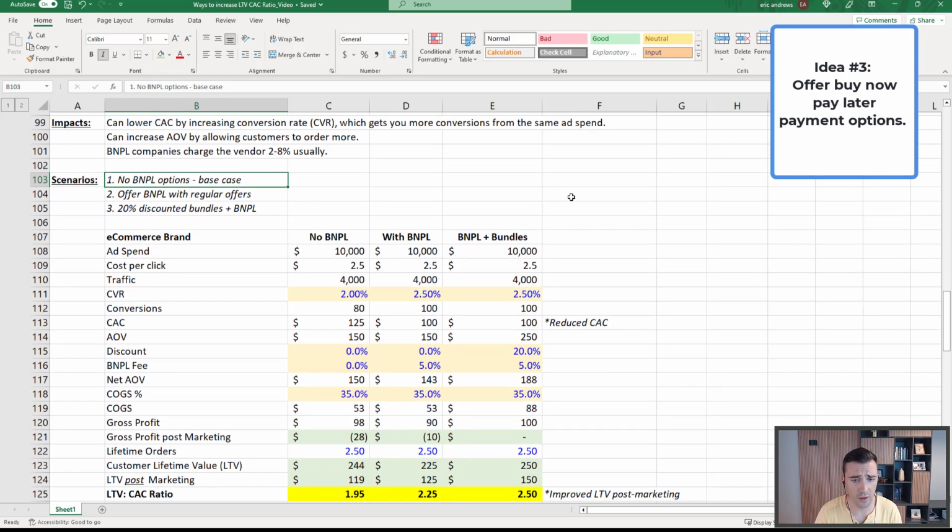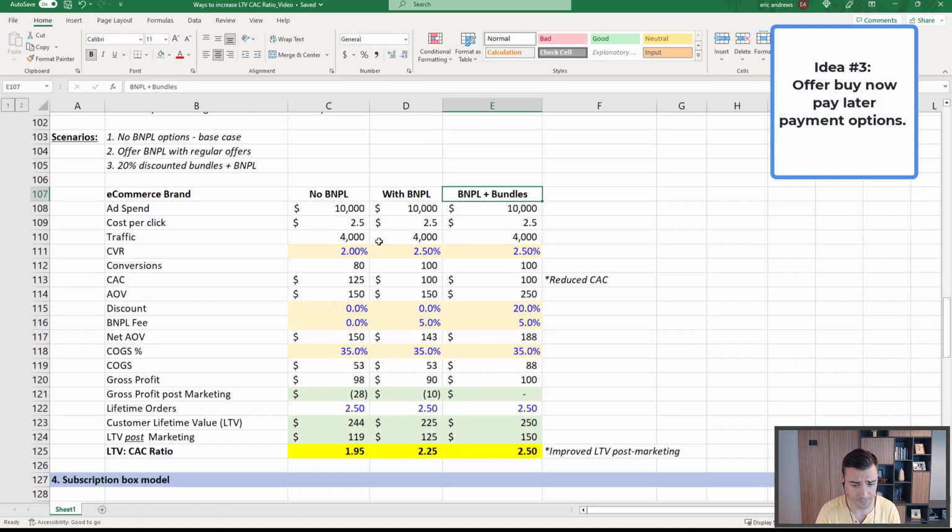So we have a couple of scenarios here. One is no buy now, pay later. This is buy now, pay later, with the same prices as the regular situation. And the third is offering bundles with 20% discounts. So you're bundling products and offering discounts plus the buy now, pay later. So you're effectively giving people a deal and then trying to make it more affordable for them to pay for the product. So let's look at these three scenarios really quick.